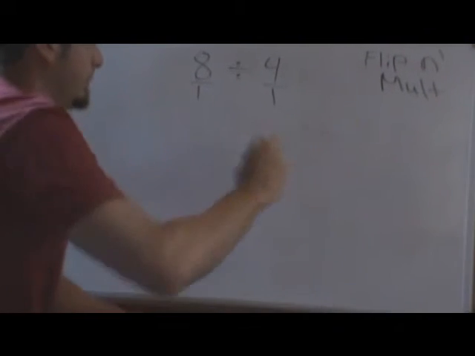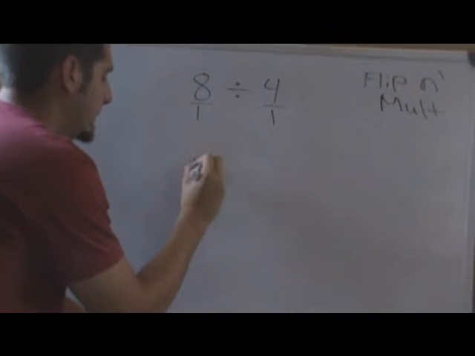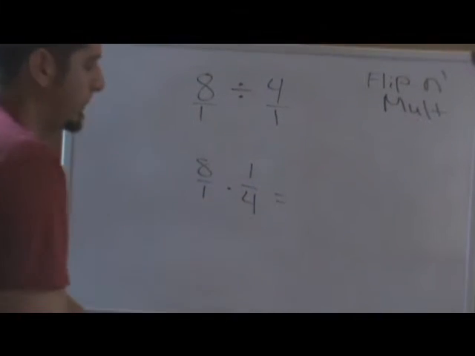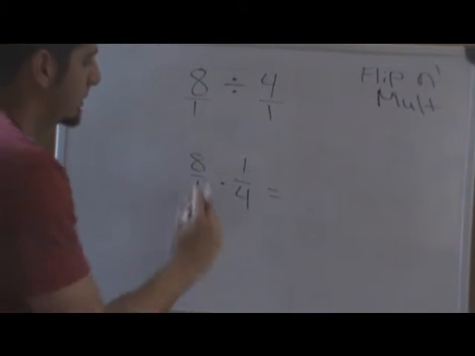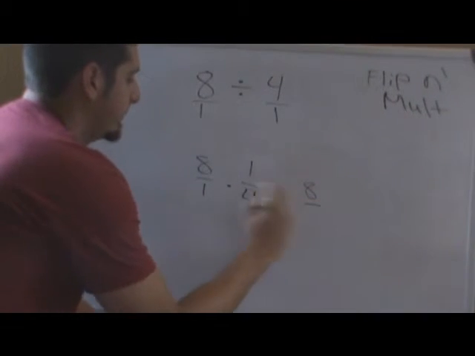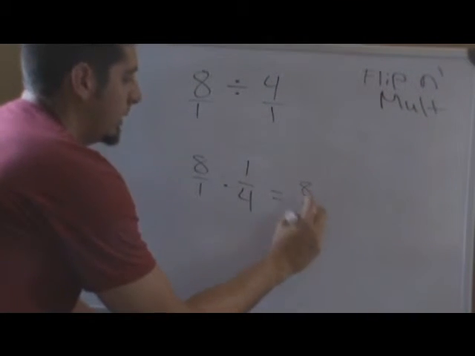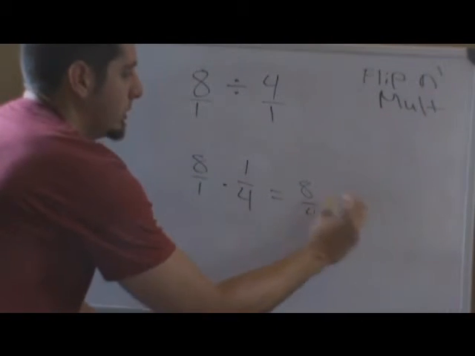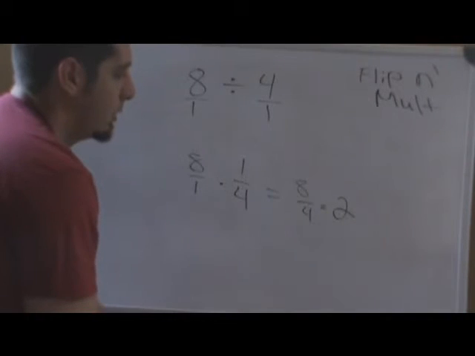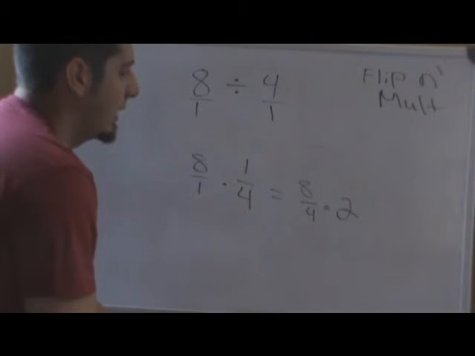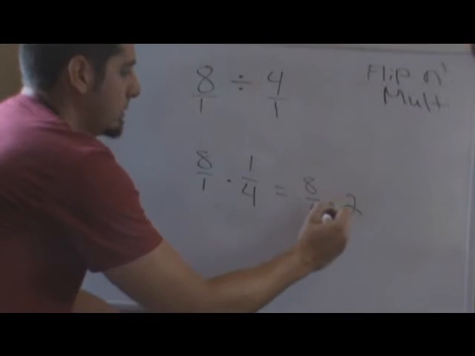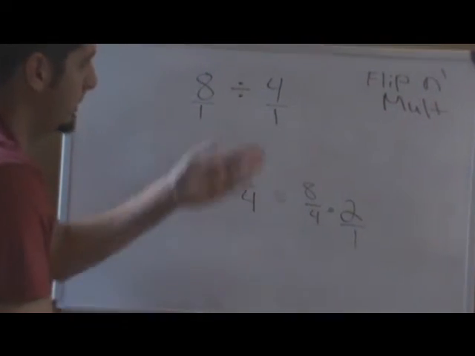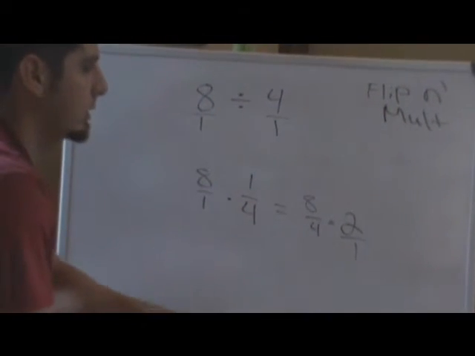So if I flip and multiply, I end up here. So 8 times 1 is 8. 1 times 4 is 4. And so I get an answer of 8/4, which is equal to 2, because 8 divided by 4 is 2. Or if you wanted to reduce the fraction, you would reduce 8 by 4 and get 2, reduce the 4 by 4 and get 1. And so either way, you're going to get the same answer. That's kind of like a quick mini proof.